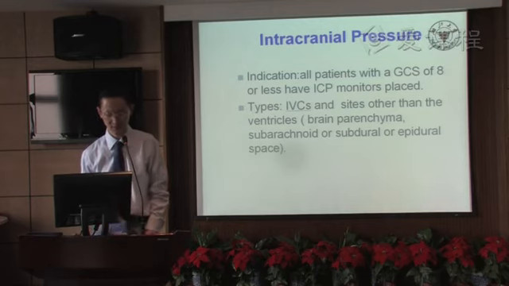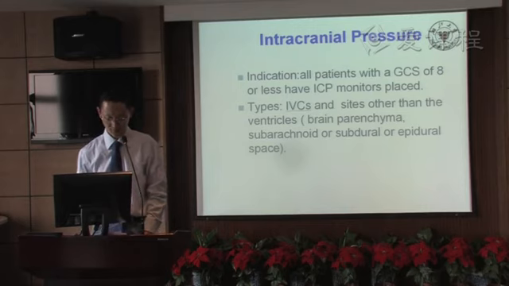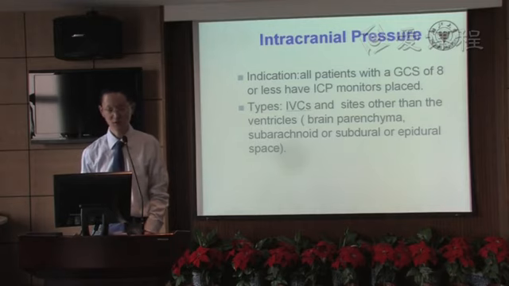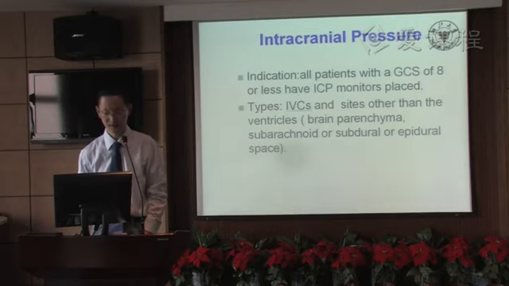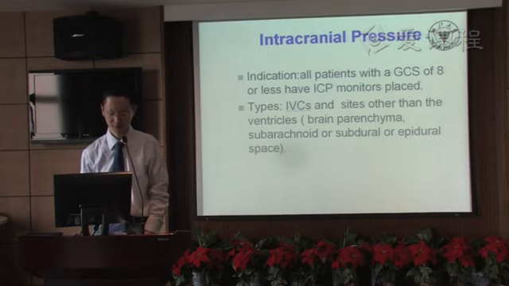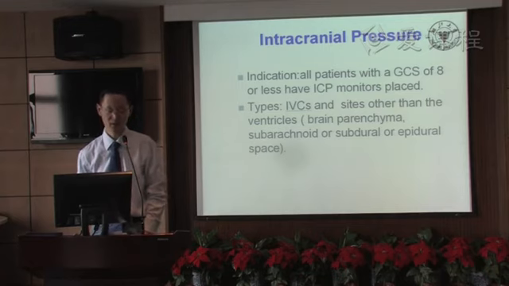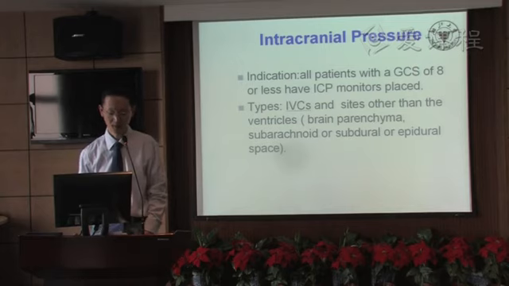There are two types of ICP monitor devices that can be considered. The first is intraventricular catheters. Another is devices that measure pressure from sites other than the ventricles, for example, brain parenchyma, subarachnoid, or subdural or epidural space.